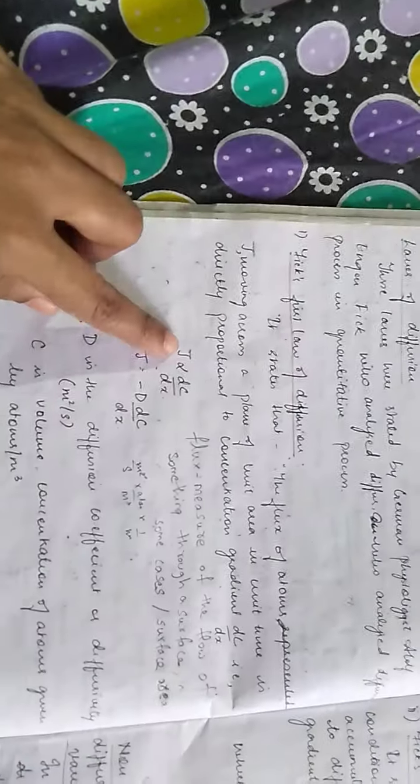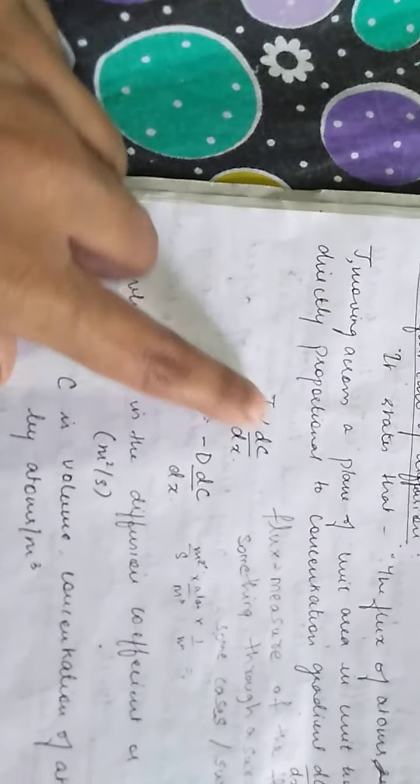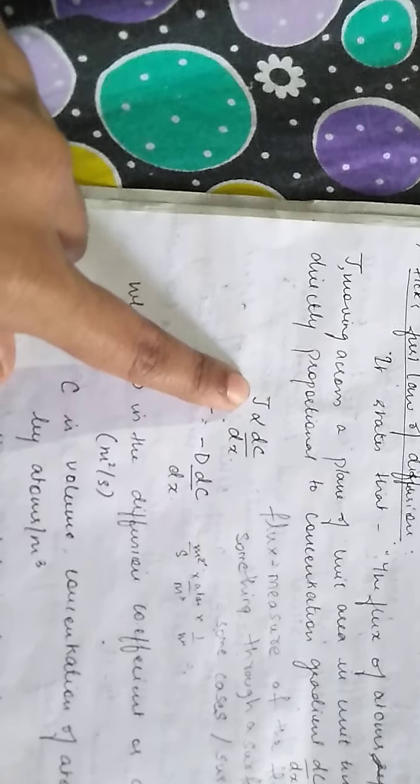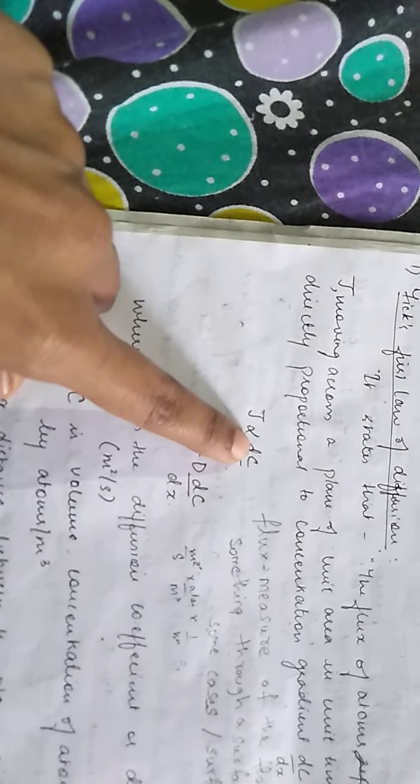This he explained in mathematical form. J proportional to dC by dx. J is the flux of atoms. C is the volume concentration of the atoms. X refers to the distance between the planes in the direction of flow of atoms. Now, atoms will be moving in a certain direction in different planes. So, the distance between each of those planes, that is what we call X, the distance between the planes. When we solve the problems, you will understand much more clearly. Okay, don't worry about it. So, J is directly proportional to dC by dx.